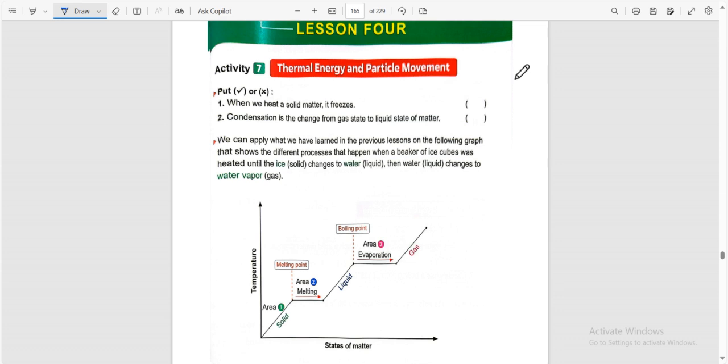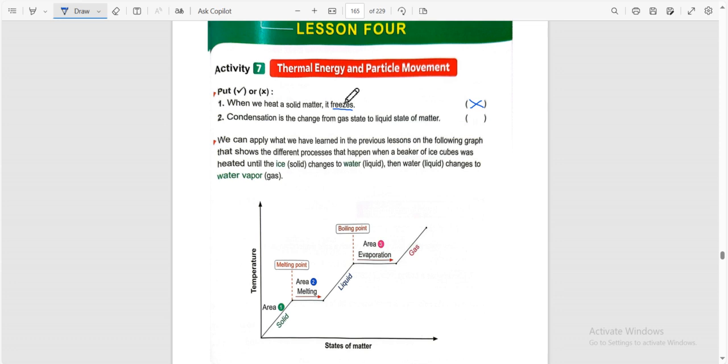As usual, you pause, answer, and check your answer after you continue the video. So let's try question 1. True or false? When we heat solid matter, it freezes. Is that true or false? That's of course false, because it melts, not freezes.